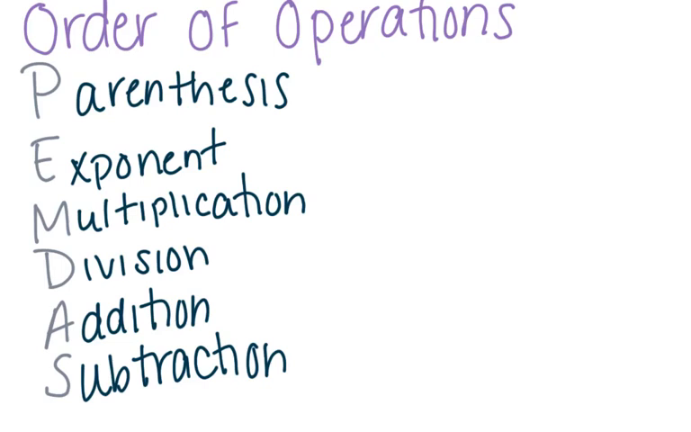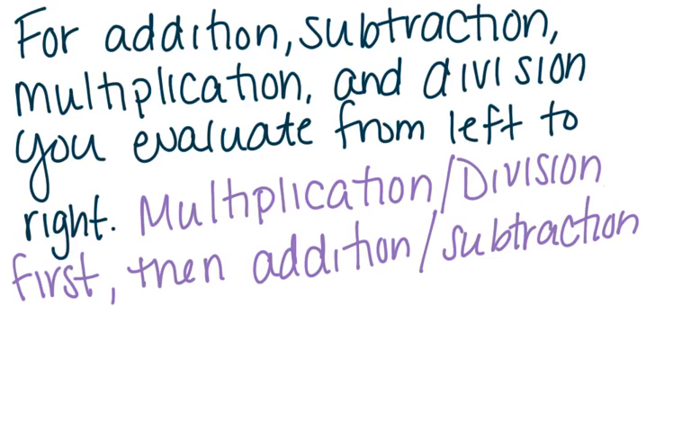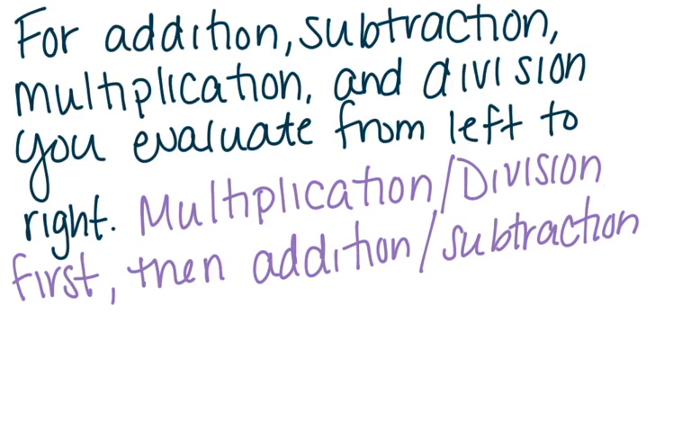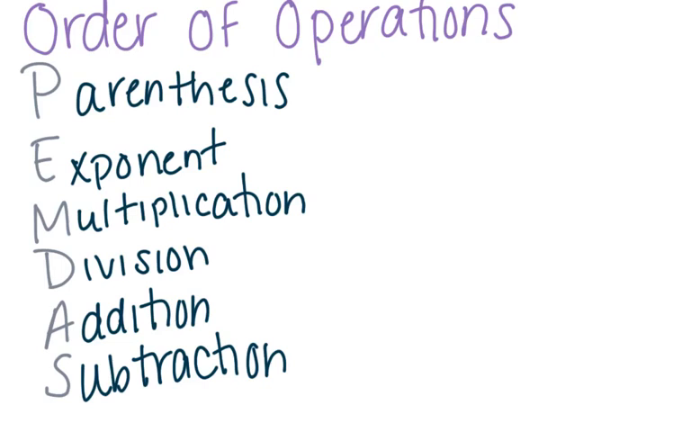So let's talk about multiplication, division, addition, and subtraction first. For addition, subtraction, multiplication, and division, you are going to evaluate from left to right. But multiplication and division come first, because if we look at PEMDAS, M and D come before A and S. So going from left to right, multiplication and division come first. Then you do addition and subtraction from left to right, because A and S are last in PEMDAS.